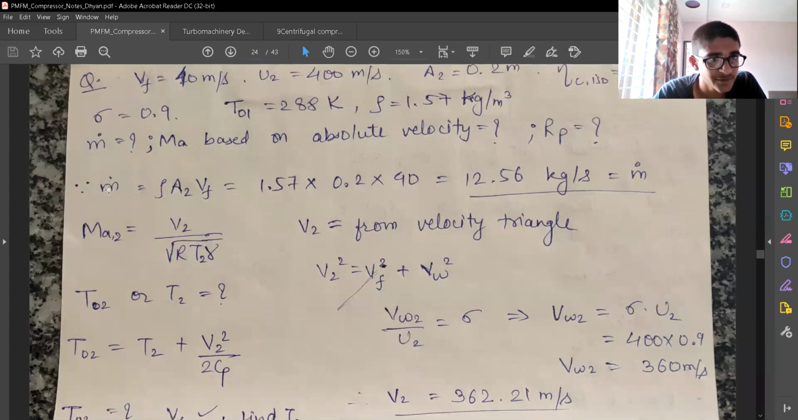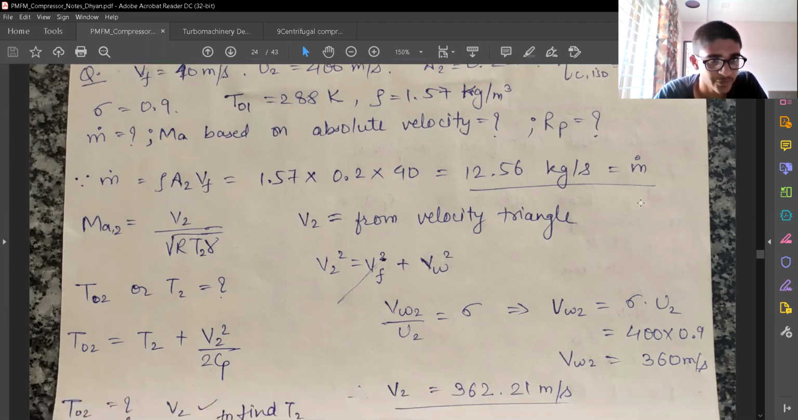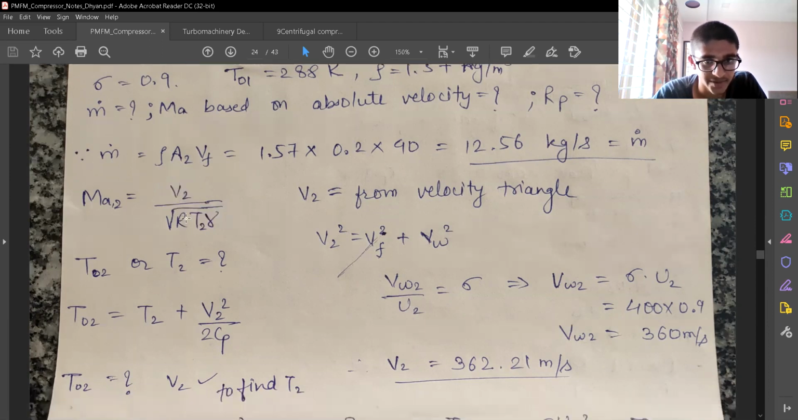So we can find out the mass flow rate directly by the expression rho A VF. You must remember that here the total velocity will not come, only flow velocity will come. Flow velocity or the axial velocity. So m dot is rho A2 VF. We are known with all the things, and hence mass flow rate is known. Now we need to find out the Mach number. So for Mach number, we need to find the absolute velocity.